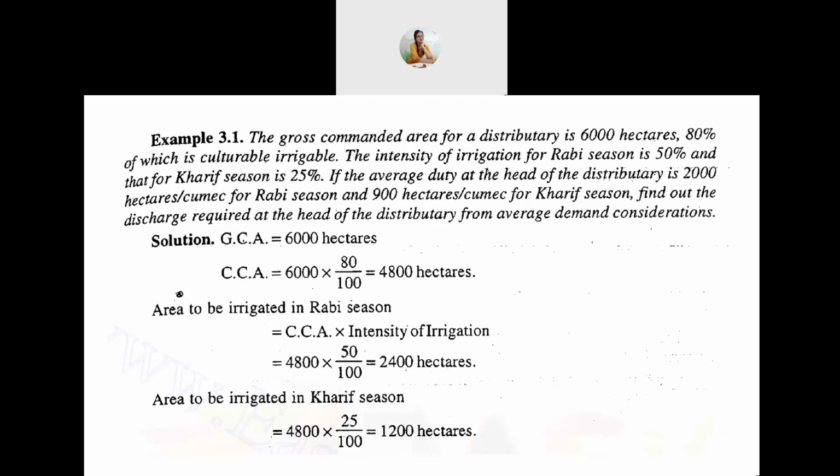So CCA will be 6,000 into 80 by 100, which is equal to 4,800 hectares. So area to be irrigated in Rabi season will be CCA into intensity of irrigation. So CCA we got 4,800 and intensity of irrigation was given for Rabi season 50%. So 50 by 100, which is equal to 2,400 hectares. Next, area to be irrigated in Kharif season, same formula, CCA into intensity of irrigation. CCA is equal to 4,800 and Kharif season's percentage was 25%, so 25 by 100 and the answer is 1,200 hectares.